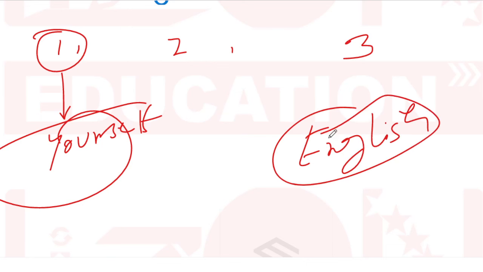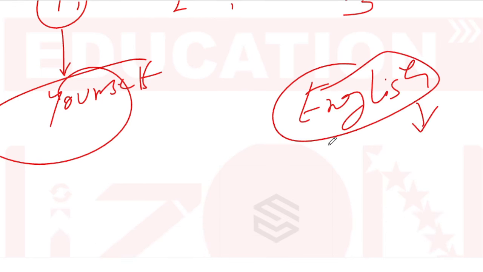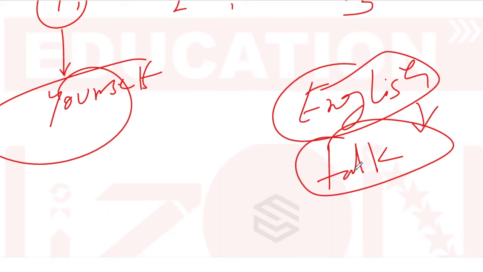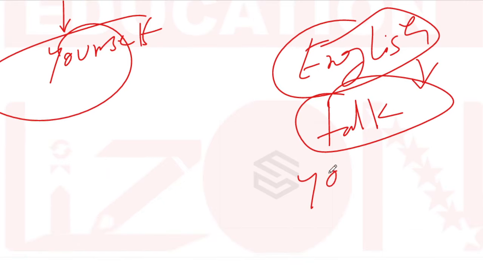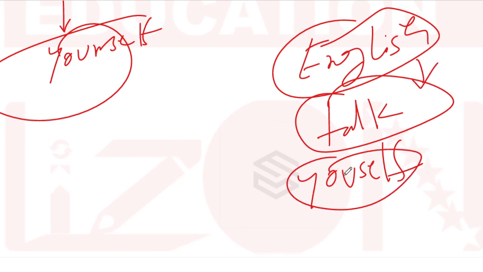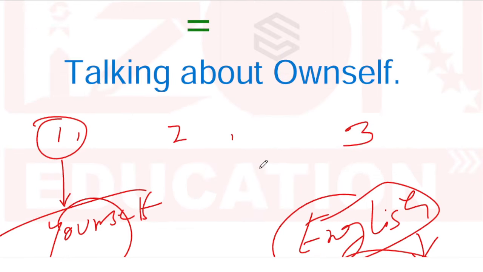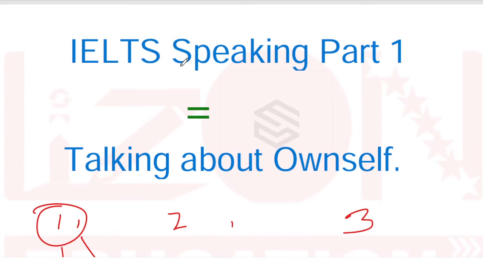Per se, you want to learn English. You want to talk in English. What is the first thing you want to do? You must want to talk about yourself, right? Whenever you want to talk in a language, you must be able to talk about yourself, right? That's your first priority. In IELTS Speaking Part 1, they will always ask you questions about yourself. And that's the question they're going to ask in the Speaking Part 1.